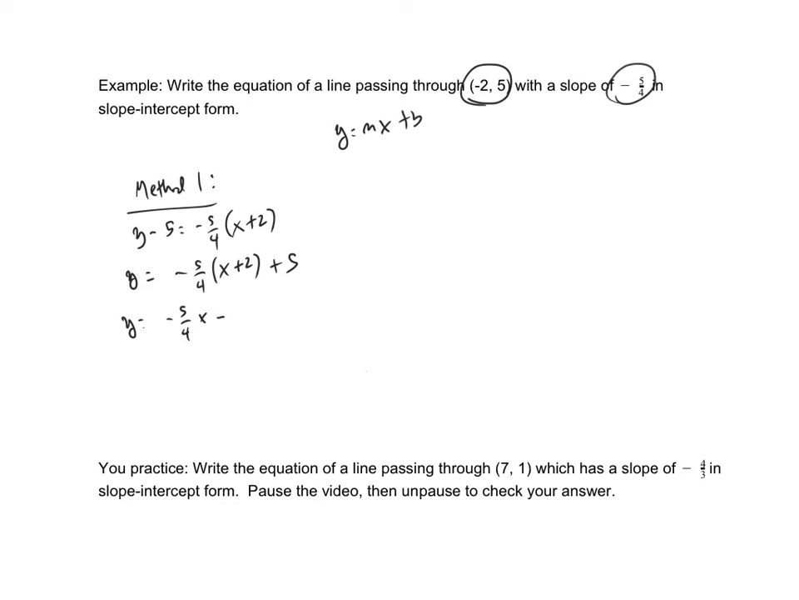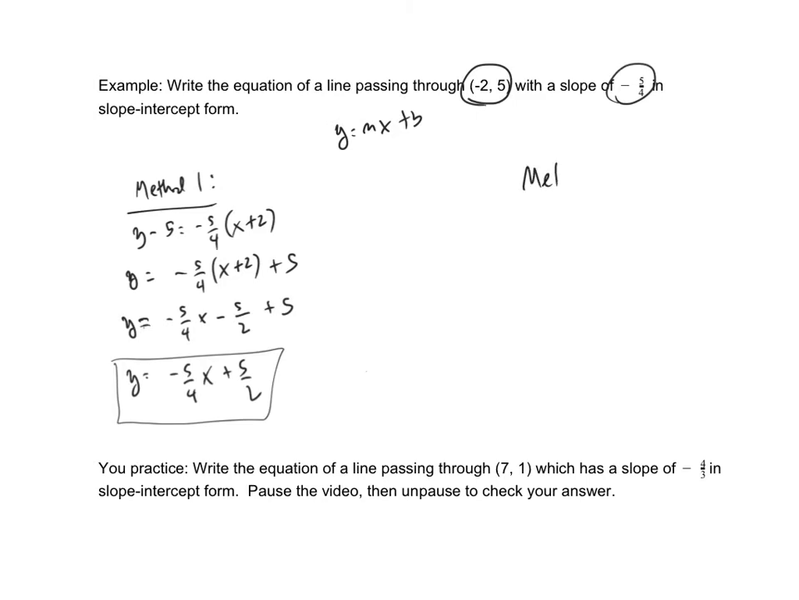And negative 5/4 times 2 is negative 10/4, which is negative 5/2. And then I would combine like terms. Negative 5/2 plus 10/2 is positive 5/2. So this would have a slope of negative 5/4, y-intercept of 5/2. There it is in slope-intercept form. So method one is get it in point-slope form and then get y by itself and combine like terms.